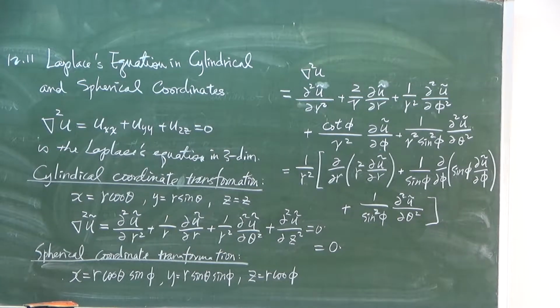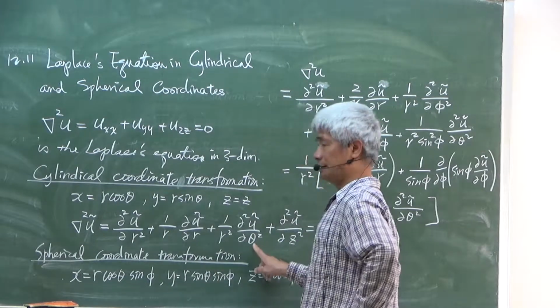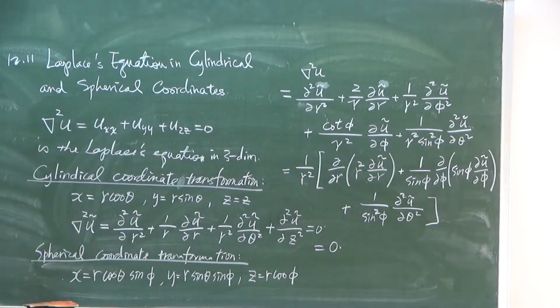So we assume circular symmetry for our problem. That means that all boundary conditions and initial conditions are independent of theta. Okay, independent of theta. So this is circular symmetric.